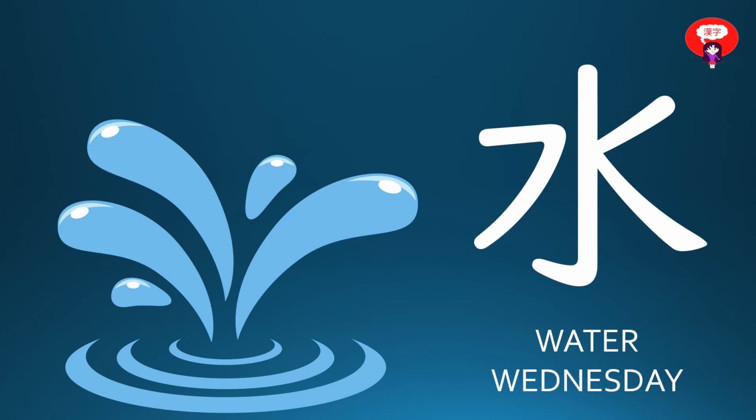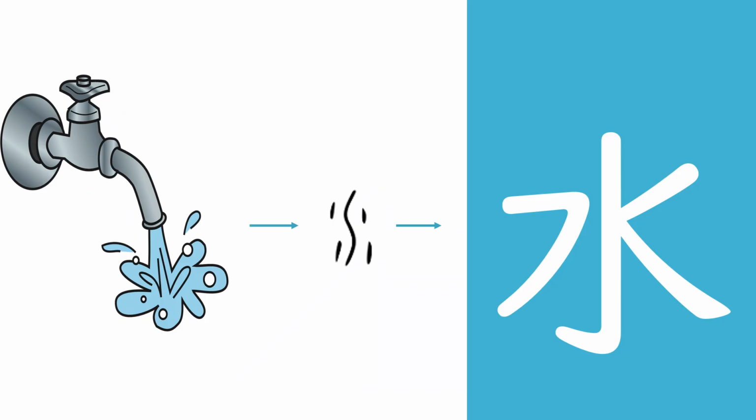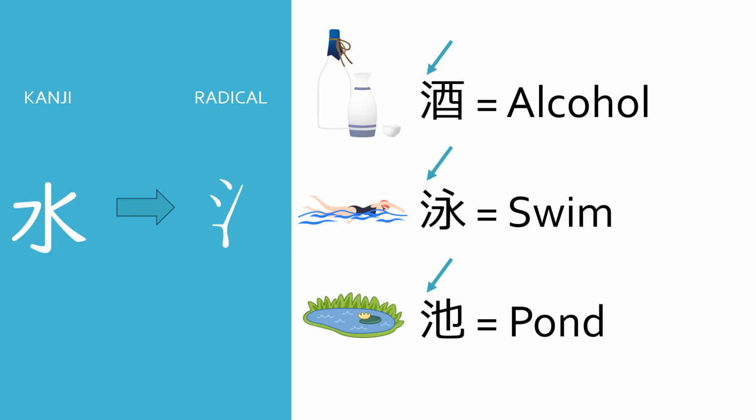Next, we have water or Wednesday. The kanji for water comes from a pictogram of water flowing, similar to when water comes out of the tap with some possible splashes. When water becomes a radical, it takes a minimalistic look, which is pretty much just 3 lines. You can see this radical in words such as alcohol, swim, and pond.